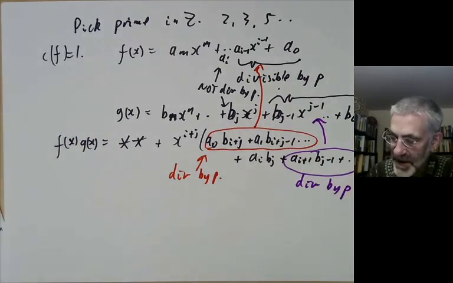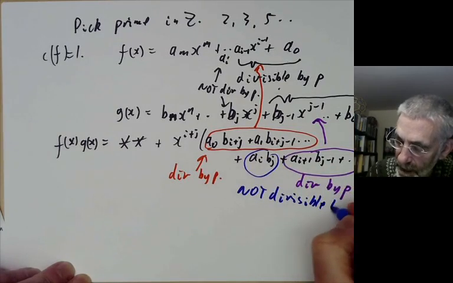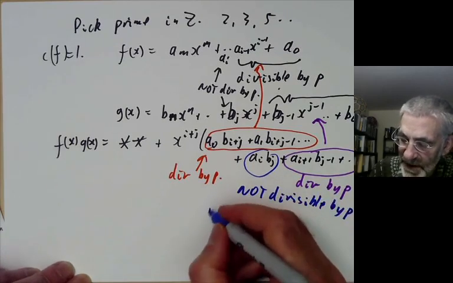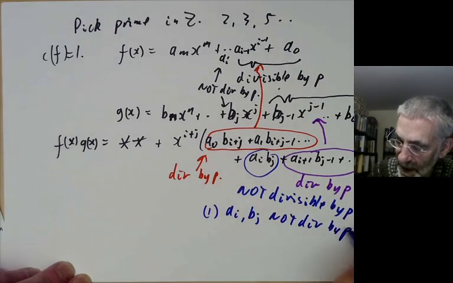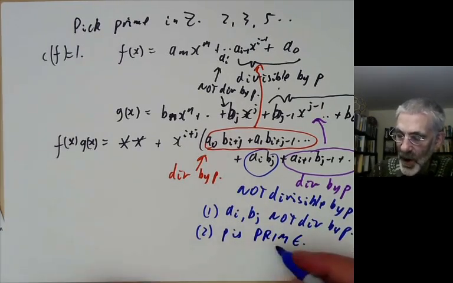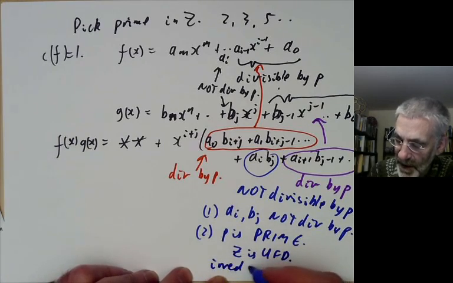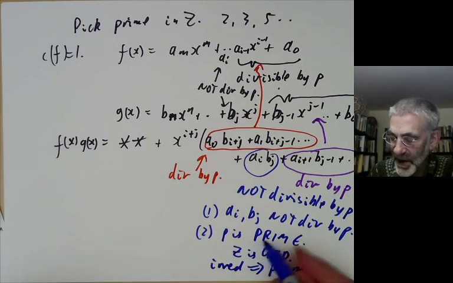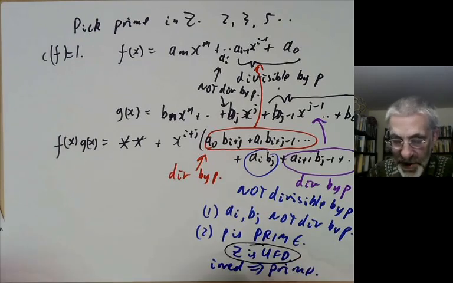And finally, we see that this is not divisible by p. And the reason it's not divisible by p is that, first of all, a_i and b_j are not divisible by p. And the second point is that p is prime. And here we recall that Z is a unique factorization domain, so irreducible implies prime. So we're making use of this special property that irreducibles are prime, and we're using the fact that the integers Z are a unique factorization domain. And I'm going to recall that a little bit later.